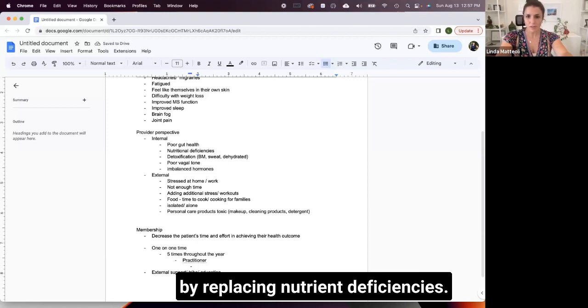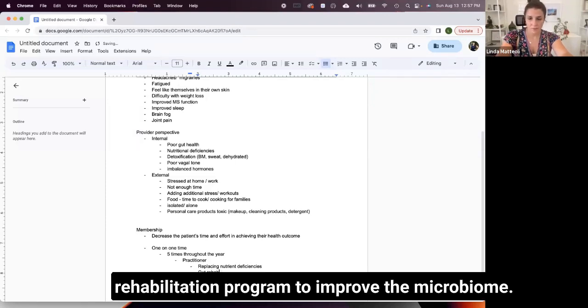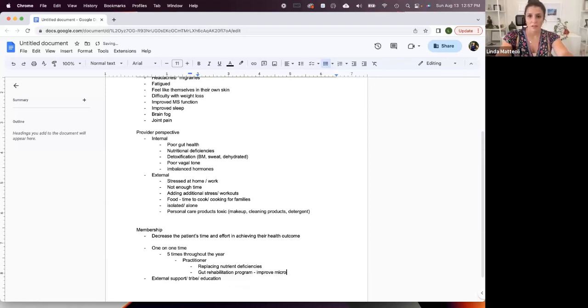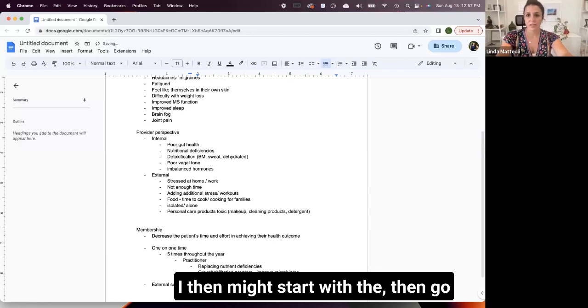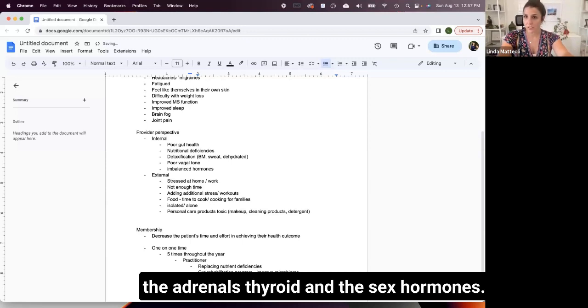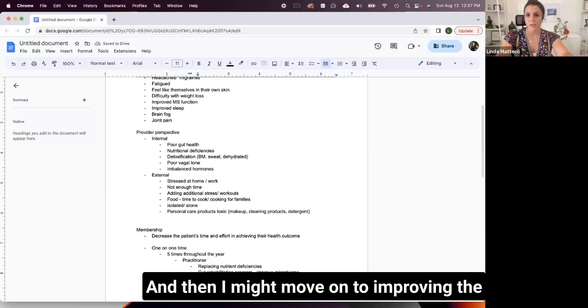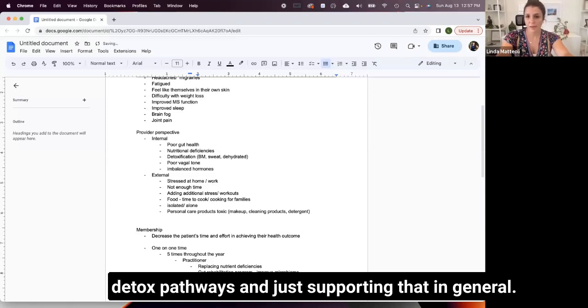I'm probably going to start by replacing nutrient deficiencies. I might start by doing a gut rehabilitation program to improve the microbiome. I then might go with the HPA axis and start by supporting the adrenals, thyroid, and the sex hormones. And then I might move on to improving the detox pathways, and just supporting that in general.